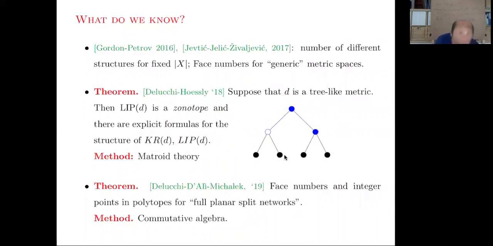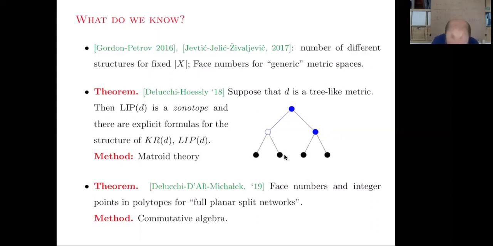With some commutative algebra methods, we can also compute face numbers and integer points in polytopes for a little bit more general things. You know, some phylogenetic networks, but this is still not satisfactory. So we still need you to help us with this.